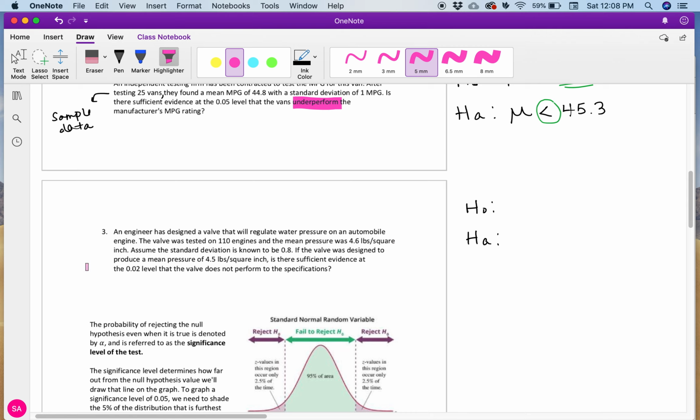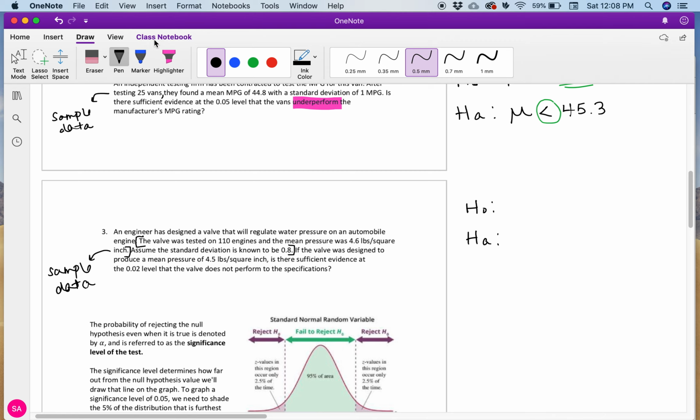So just notice that sentence. They say the valve was tested on 110 engines. So that sentence, starting here and ending here, that's on our sample data again. That's information about a sample. And we don't want to put that information into the null hypothesis. So we're not going to use any of the numbers from that sentence. Next, they say assume the standard deviation is known to be 0.8. We're also not going to use that because we're looking for a mean, not a standard deviation.